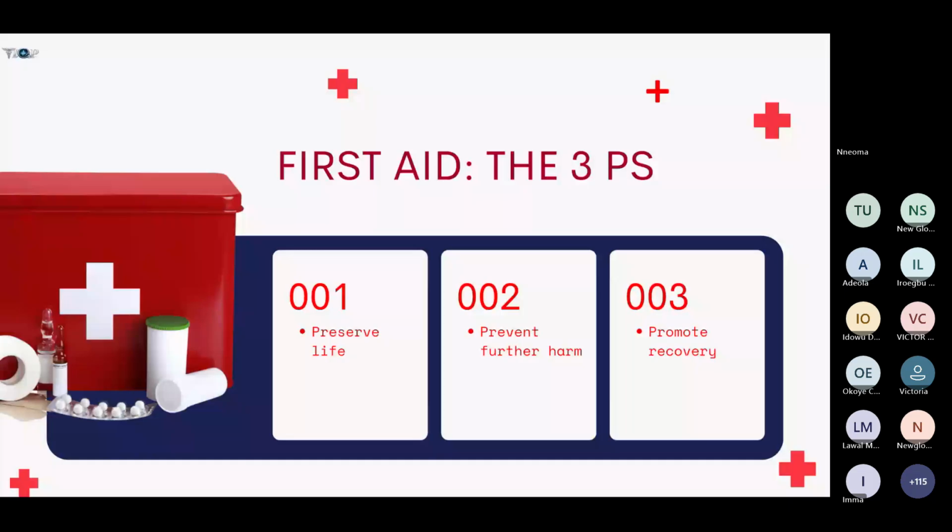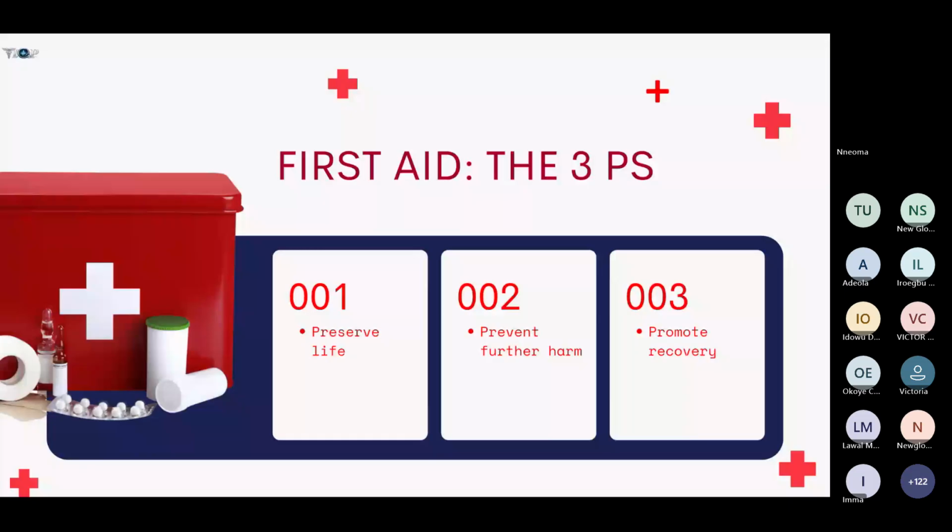The second thing is to prevent further harm. That is, you are not making things worse. Let's say there's a patient that has a stab wound. You are giving first aid and then you're pulling out the knife. Is that what you're supposed to do? No. Position the person, ensure that further harm is not done to the patient. Then the third thing is to promote recovery. That is, you are helping the person to heal.